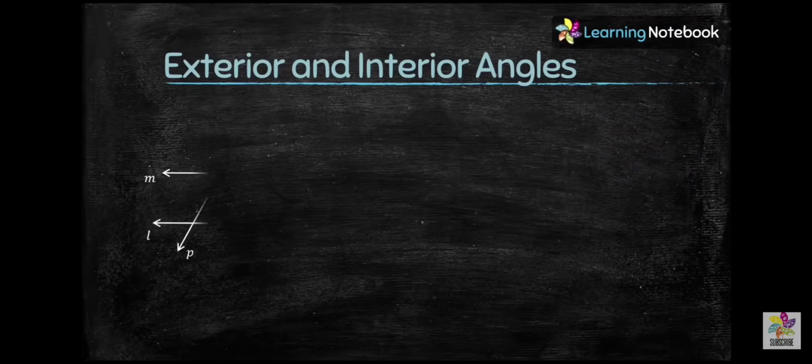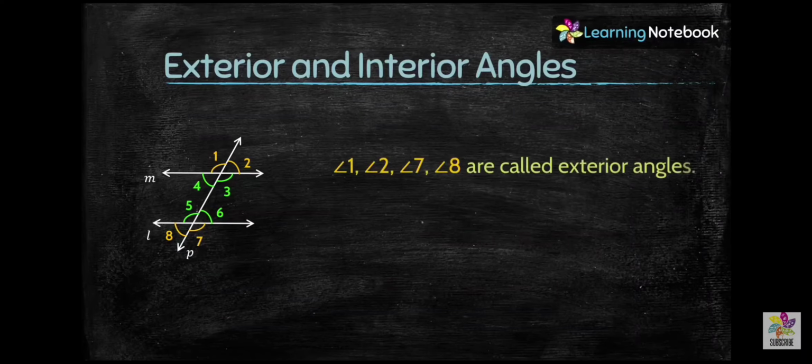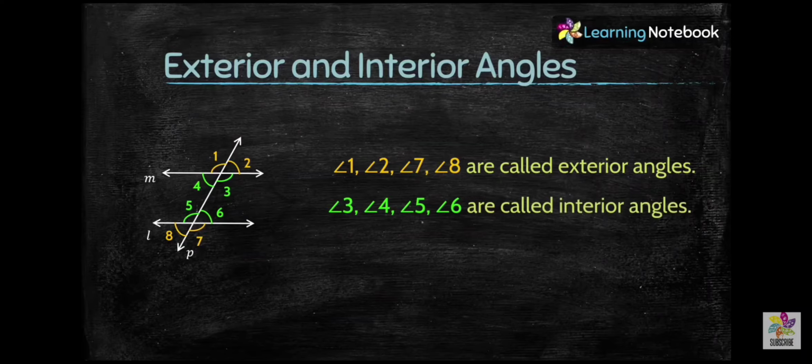A transversal, when it intersects two parallel lines, makes 8 angles, as shown here. Now students, out of these 8 angles, the 4 angles which are on the exterior side, that is angle 1, angle 2, angle 7 and angle 8, are called exterior angles, while the angles which lie on the interior side, that is angle 3, angle 4, angle 5 and angle 6, are called interior angles.